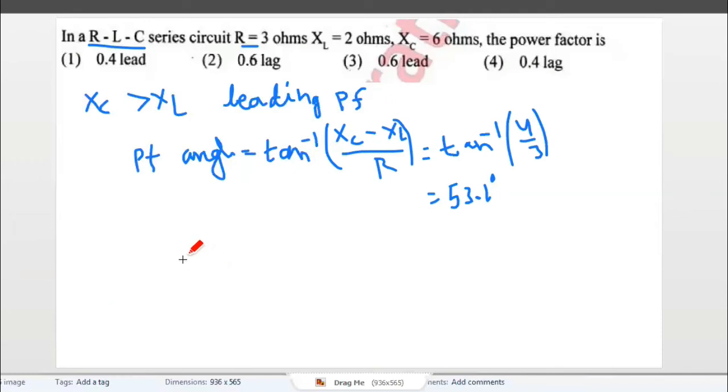So now we want power factor. Power factor equal to cos of power factor angle. So it is cos of 53.1. So approximately you will get 0.6 power factor. But it gives the leading power factor. So 0.6 leading. So third option is the right answer.